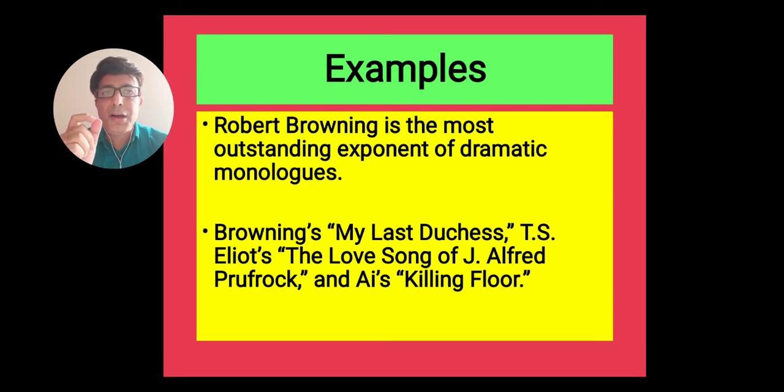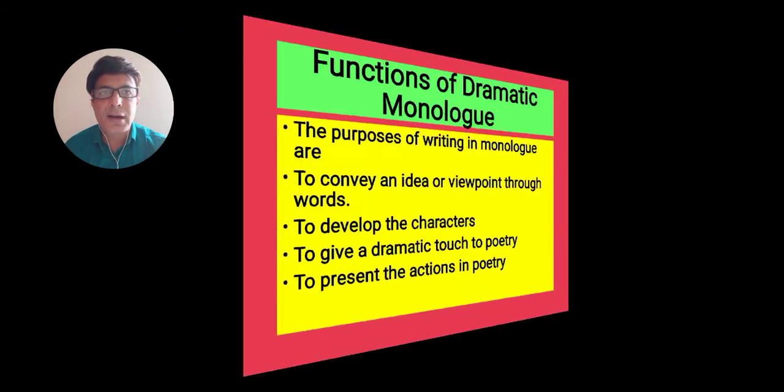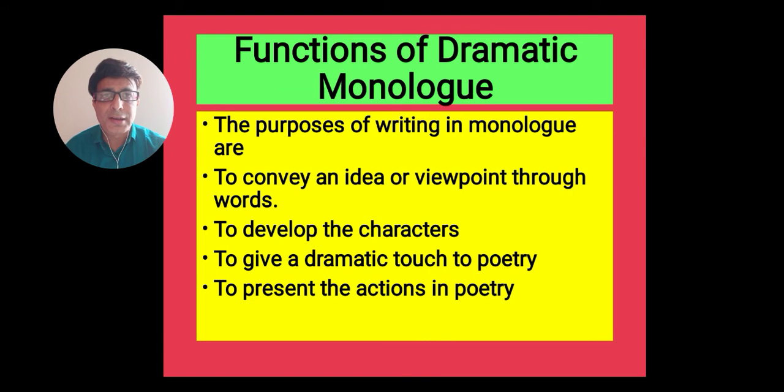But remember, Robert Browning is the most outstanding exponent of dramatic monologues. Robert Browning has used it comprehensively during his career as a poet. Browning, who was living during the 19th century, during the Victorian era, has written many poems which are known as poems of dramatic monologue. You can see these examples: Robert Browning's My Last Duchess, The Last Ride Together, and another poem written by him. T.S. Eliot has also used this dramatic monologue, The Love Song of J. Alfred Prufrock, and Ai's Killing Floor, and John Donne and many other poets also have used this device during their career.